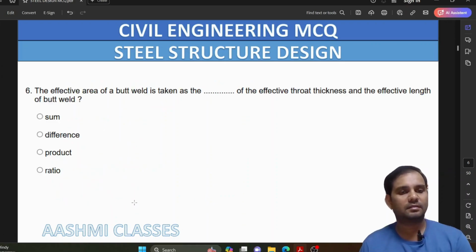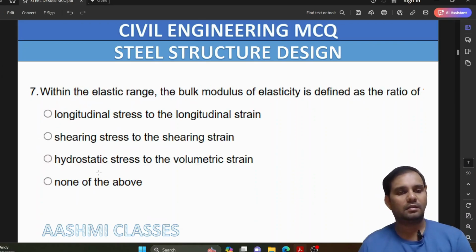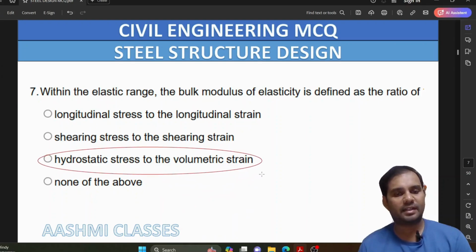All of these. The effective area of a butt weld is taken as the product of the effective throat thickness and the effective length of butt weld. Within the elastic range, the bulk modulus of elasticity is defined as the ratio of hydrostatic stress to volumetric strain.